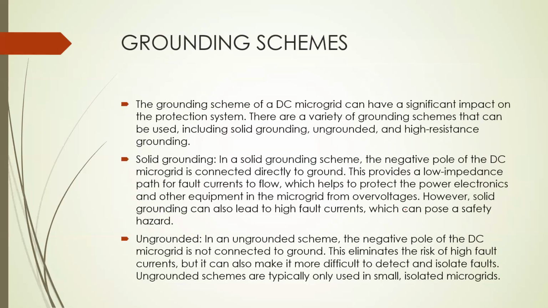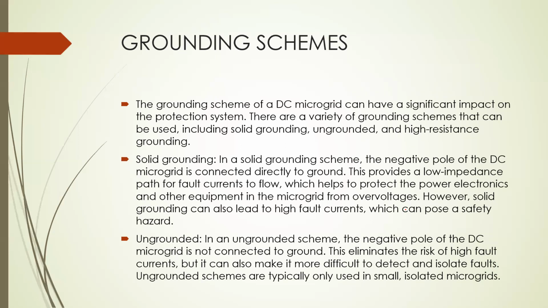Grounding schemes. Grounding is also one of the important points to be noted while considering the protection system. The grounding scheme of a DC microgrid can have a significant impact on the protection system. There are a variety of grounding schemes that can be used, including solid grounding, ungrounded, and high resistance grounding.